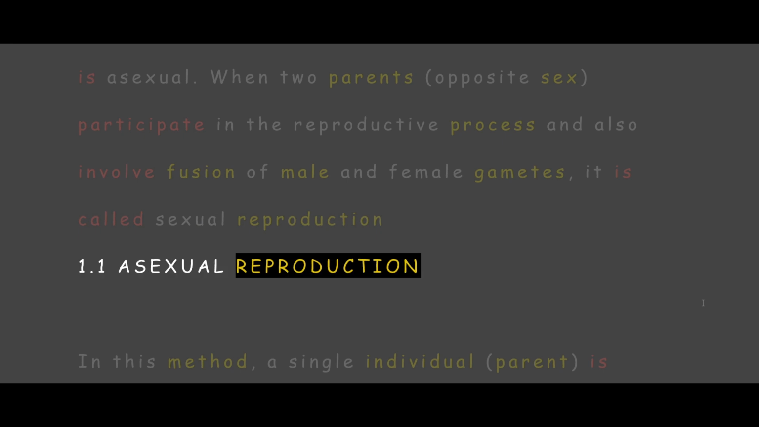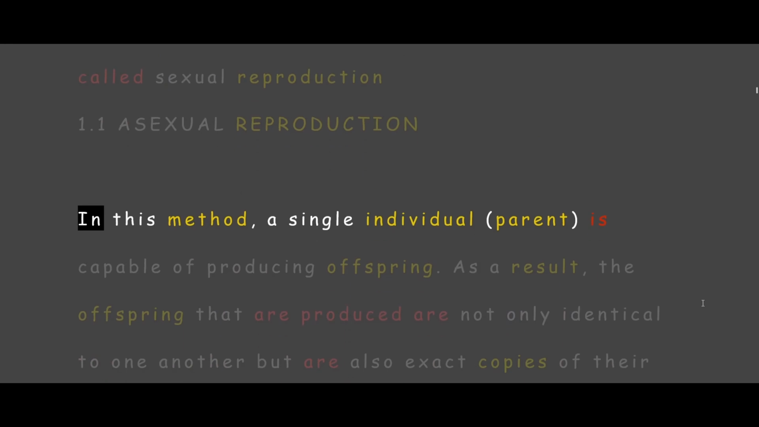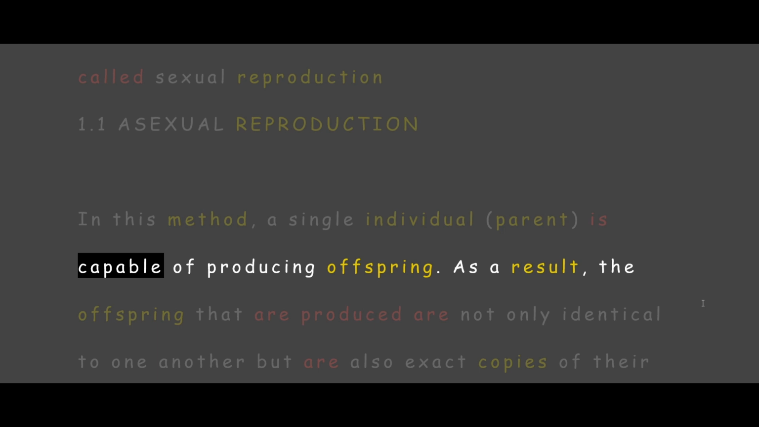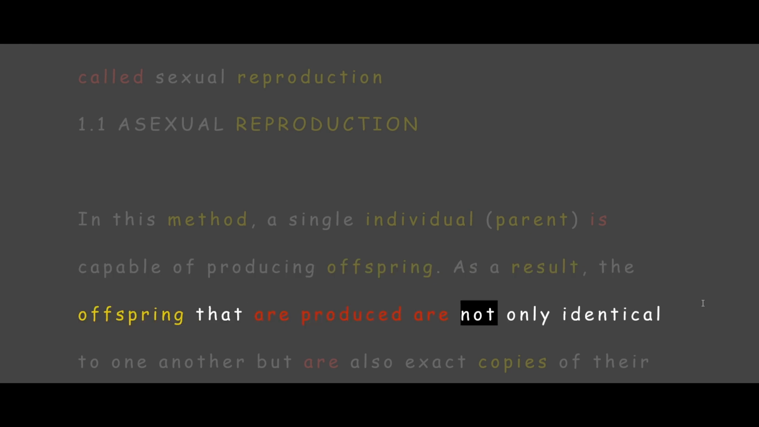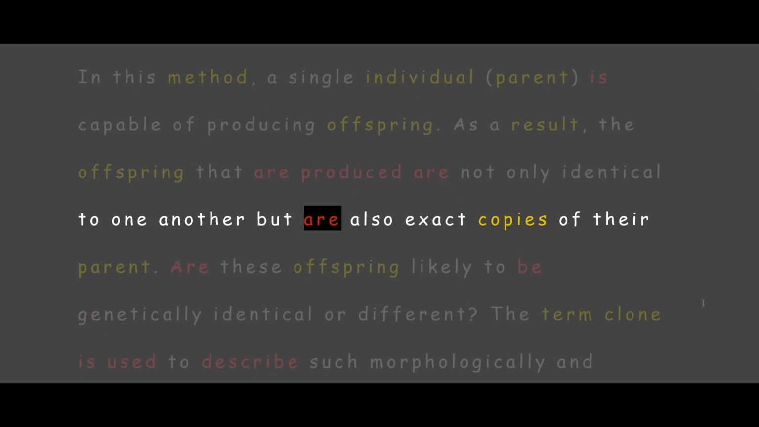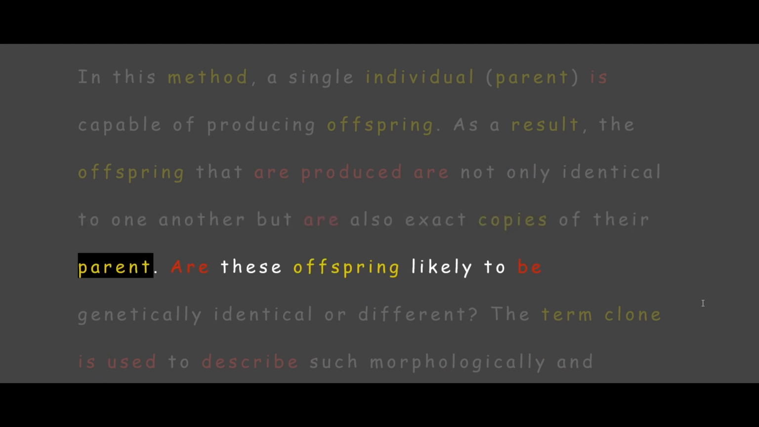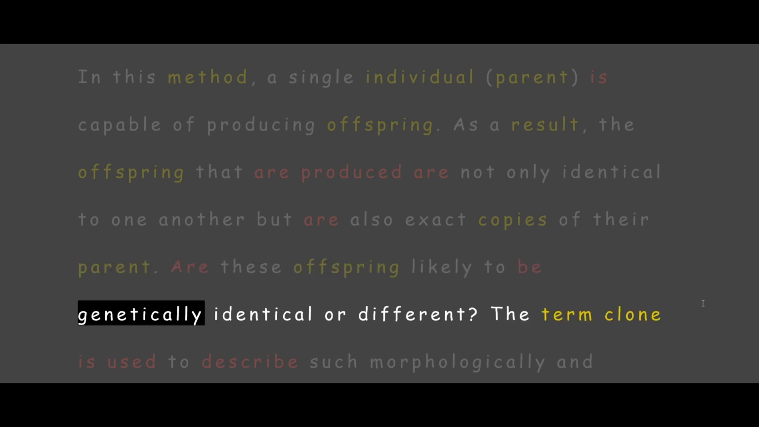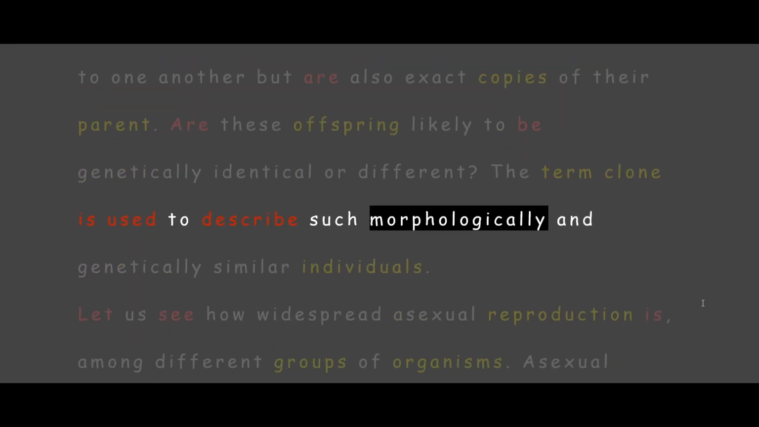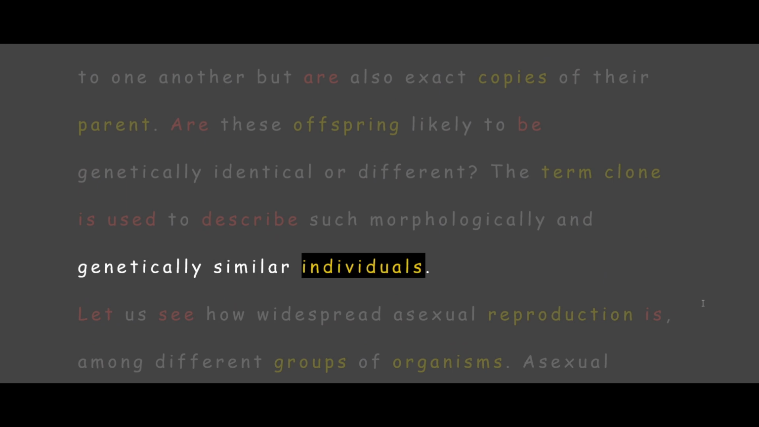1.1 Asexual reproduction. In this method, a single individual, the parent, is capable of producing offspring. As a result, the offspring that are produced are not only identical to one another, but are also exact copies of their parent. Are these offspring likely to be genetically identical or different? The term clone is used to describe such morphologically and genetically similar individuals.